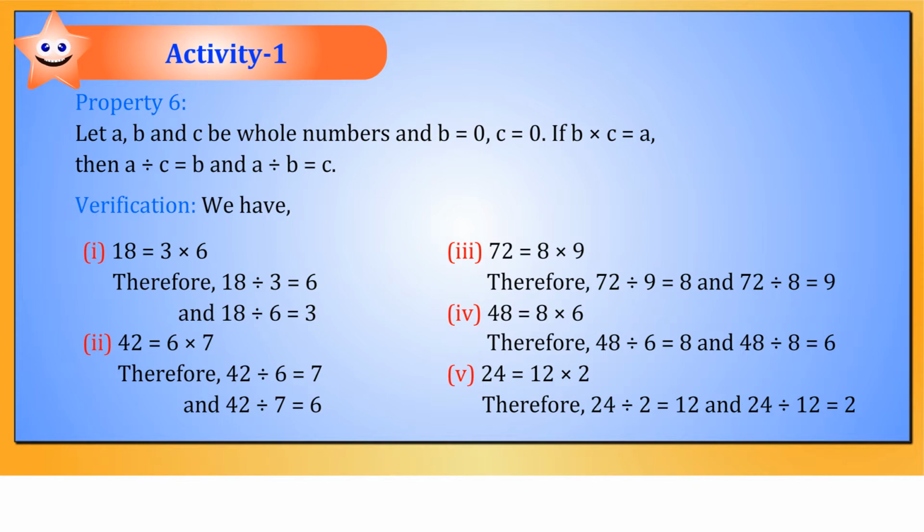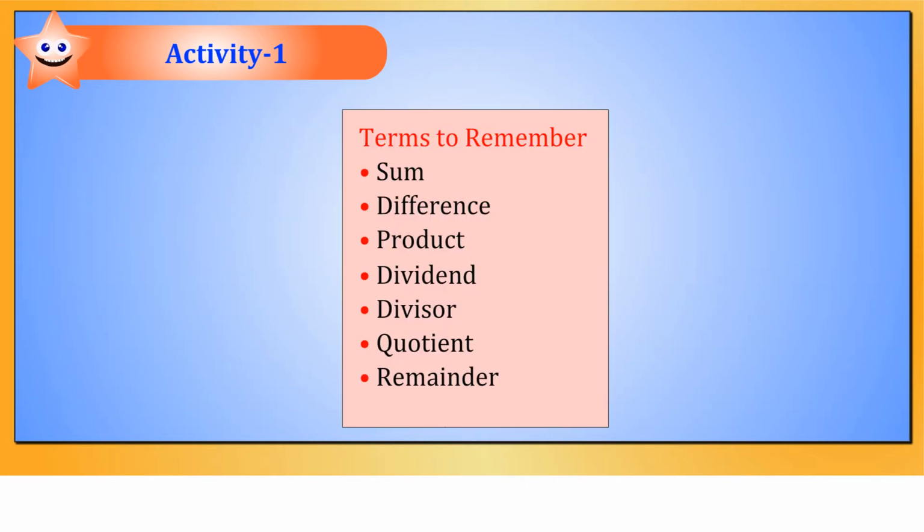Terms to remember: sum, difference, product, dividend, divisor, quotient, remainder. Division by a one-digit divisor. Example: divide 413 by 7. Place the divisor before the division bracket and place the dividend 413 under it.